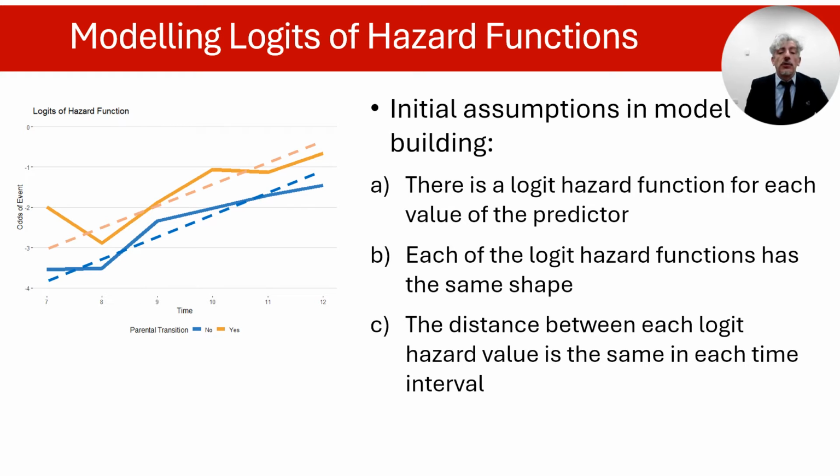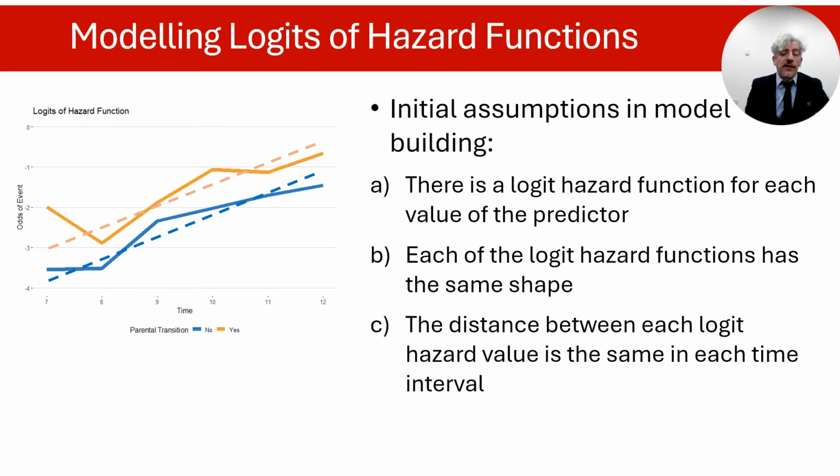And finally, we assume that the distance between logits of the two functions is the same in each time interval. For example, here we see that the two hypothetical linear trends are parallel. The distance between the two values is the same at each time point. But if we were hypothesizing different curves, we would still find it easier if we assume that the distance between the functions for the different levels of the covariate is constant across time. And I will illustrate this in the following examples.